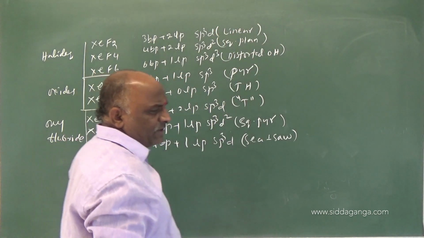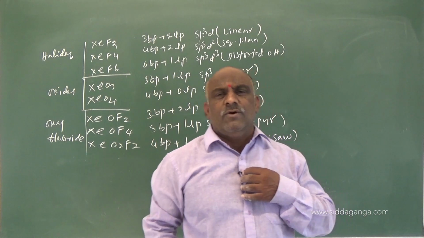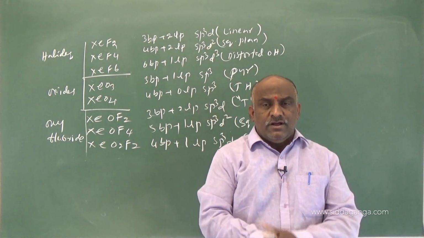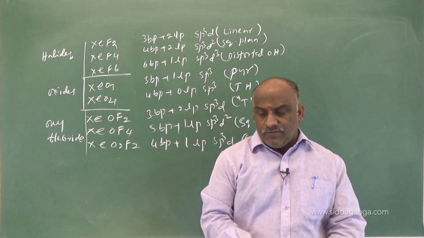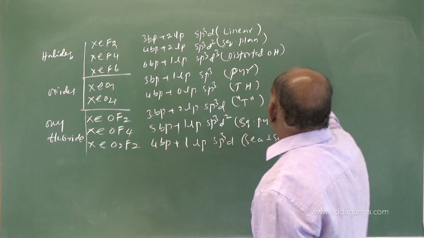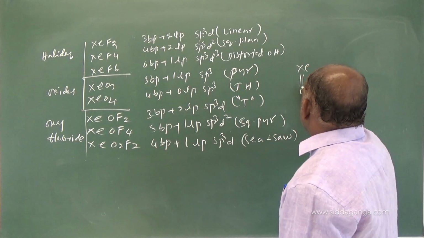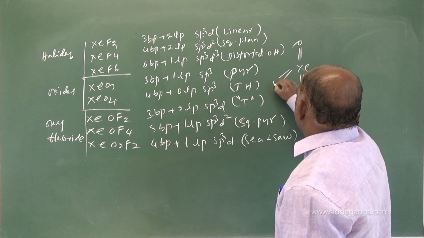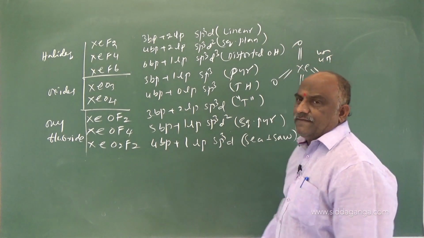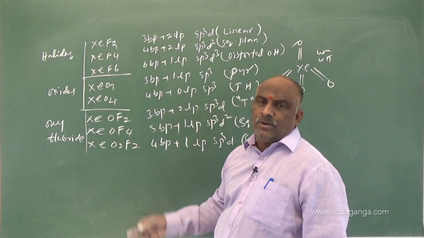From the examination point of view, they may ask to calculate the number of bond pairs and lone pairs in the example, and which of the following examples contains equal numbers of sigma and pi bonds. See this XeO4: 4 sigma, 4 pi. XeO4 contains equal numbers of sigma and pi bonds.